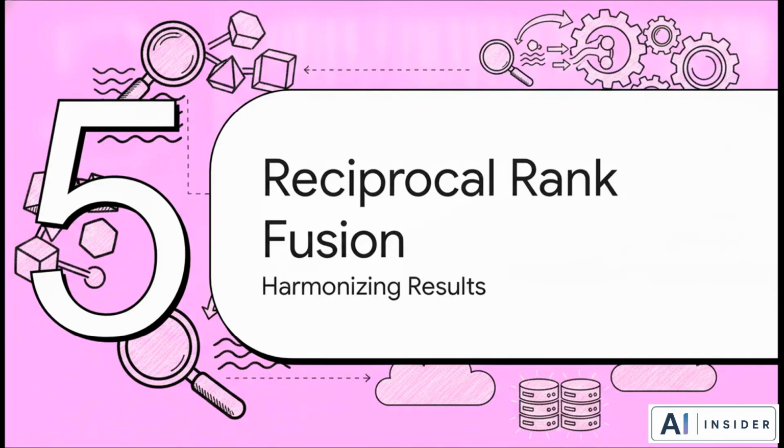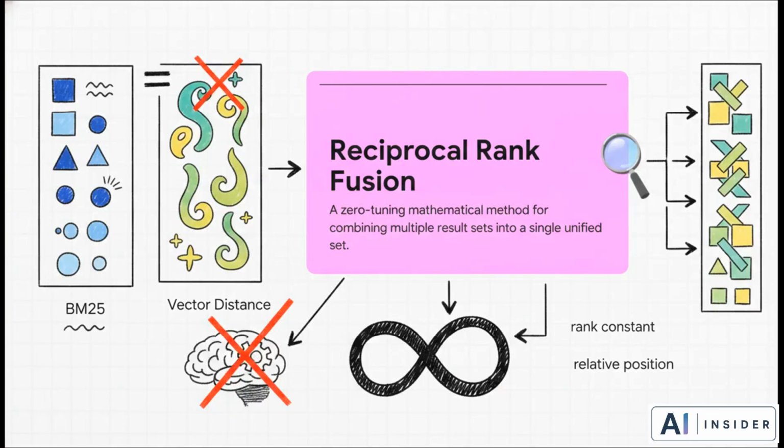Section 5, Reciprocal Rank Fusion, explained. Let's talk about harmonizing those results. So when you run a hybrid query, you're getting a list of BM25 scores and a totally separate list of vector distance scores. They are on totally different scales. You obviously can't just add them up. Enter Reciprocal Rank Fusion, or RRF.